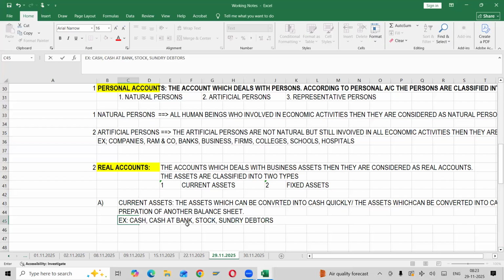Not normally 100%. We will give less than 1 year time, which we can recover from debtors. Clear? Next one, bills receivables. I'll talk about all this, the terminologies, again.